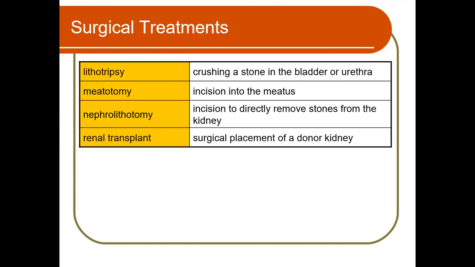Okay, here are some of the surgical treatments. Lithotripsy, which means crushing a stone in the bladder or urethra. Meatotomy, it is the incision into the meatus. Nephrolithotomy, incision to directly remove the stones from kidney. A renal transplant, it is the surgical placement of a donor kidney.